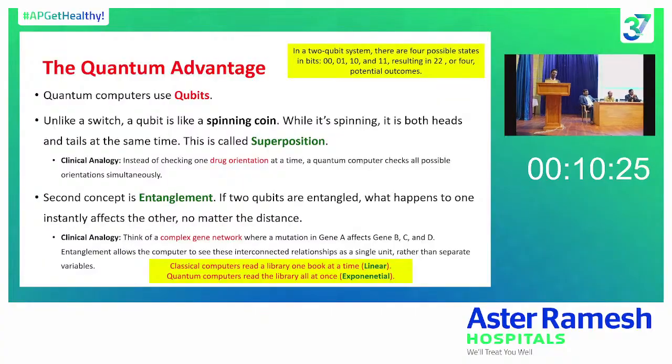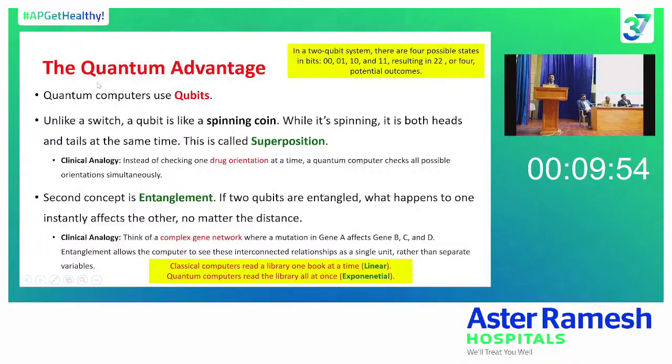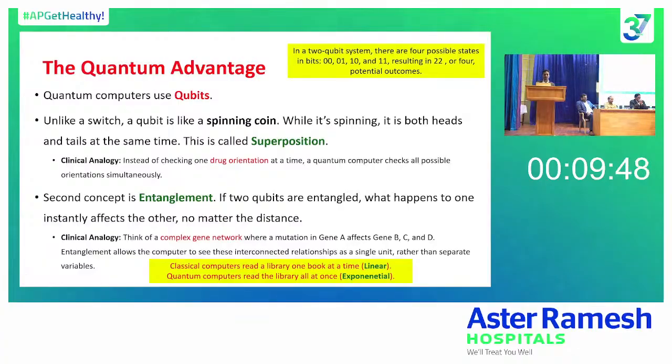Similarly, there's one more property called entanglement, where if one qubit is in India and the other qubit is in, say, the US, both qubits are entangled. So if something changes in this qubit, the other qubit also changes its orientation. If you think about it clinically, if there is a gene A which mutates, and it is causing downstream changes in C, D, E, and F, then by checking the orientation of A by quantum computing, you'll be able to identify what is happening to the downstream genes as well. So classical computers read one book at a time in a library, whereas a quantum computer reads all books together, in parallel. That's what makes it exponential.